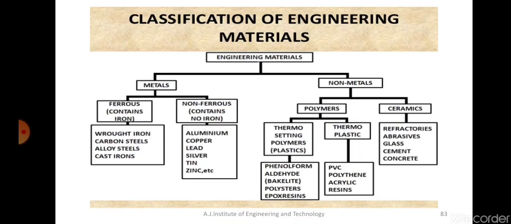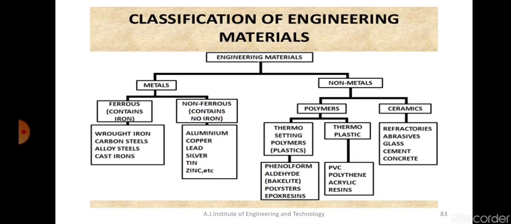non-ferrous metals. Both of them are metals, but under metals we have classified them into ferrous material and non-ferrous material. Now that is one part. The second major classification is non-metals. They are not metals at all, they don't contain any metal in them.